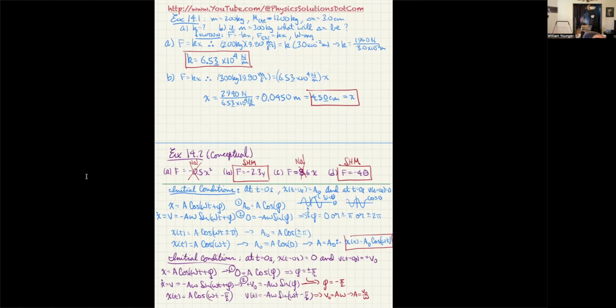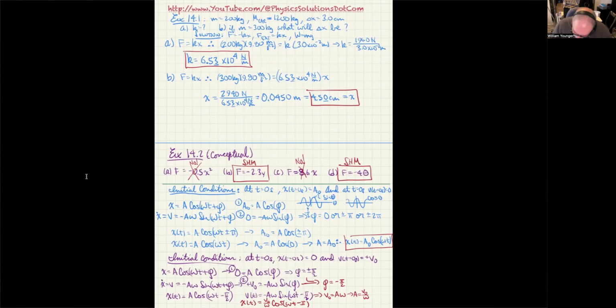And finally, we can say x of t, this is the answer, I'm writing it in red, x of t is equal to v0 over omega cosine omega t minus pi over 2. I'm trying to erase some more stuff. Oh, there you go. Cosine omega t minus pi over 2, and that's the function.